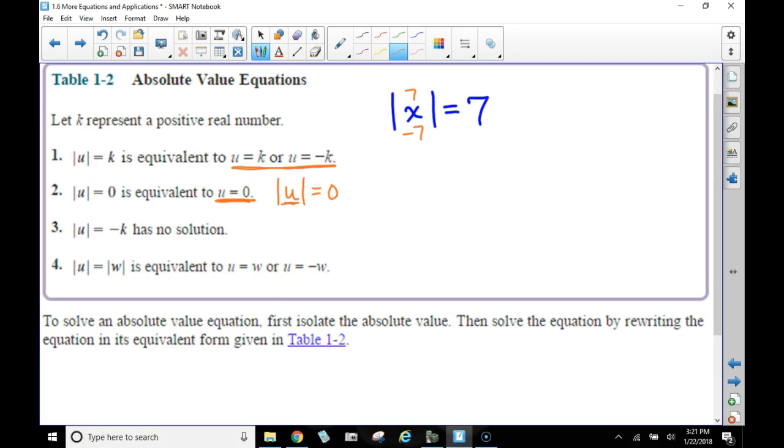Now think about number 3. For number 3, if you have the absolute value of an algebraic quantity equals a negative, think about this. Absolute value of x equals negative 4. Is there a value for x such that you can take the absolute value of it and get a negative? I don't think so. That's why in that situation you would have no solution. So heads up on that.